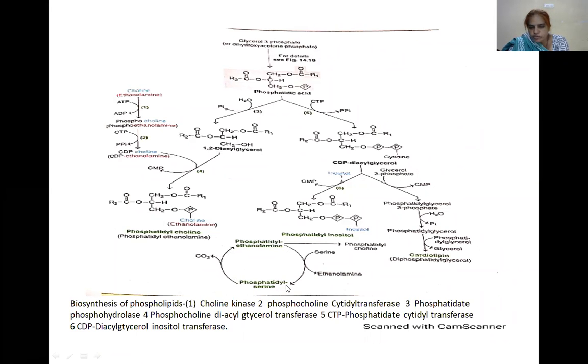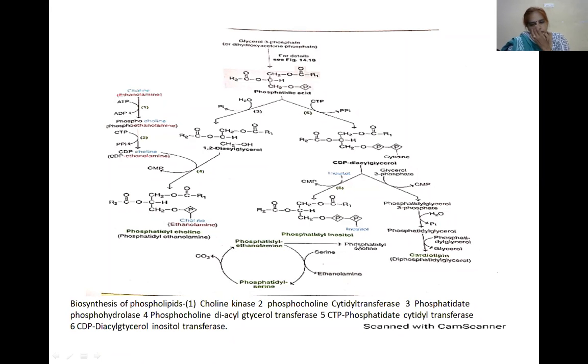So, in the formation of phosphatidylserine, phosphatidylethanolamine transfers its ethanolamine group to free serine, producing phosphatidylserine. This phosphatidylserine undergoes decarboxylation to produce phosphatidylethanolamine. This is a continuous ongoing reaction. This phosphatidylethanolamine can be converted to phosphatidylcholine.